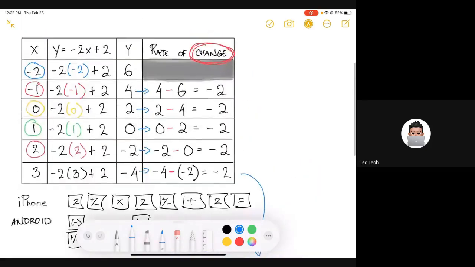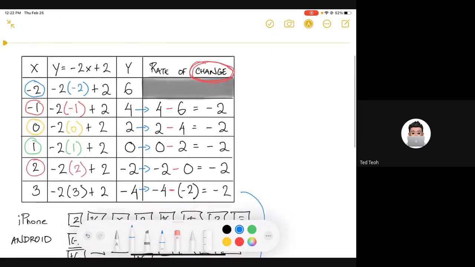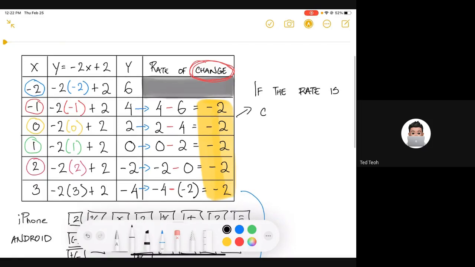Now, you're going to notice that your rate of change should all be the same number. And when your rate of change is all the same, we call this a constant. So if the rate of change is constant, it doesn't necessarily have to be negative 2 all the time. It could be 4, 4, 4, 4, 4, 4, 4. It could be 5, 5, 5, 5, 5, 5, 5.